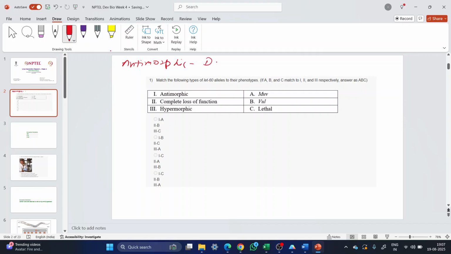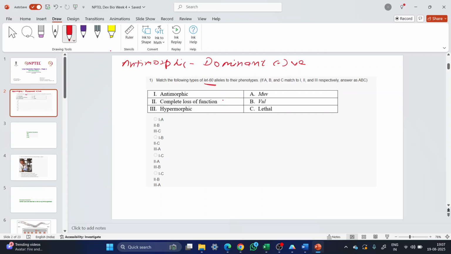It produces a dominant negative phenotype. In this case, as we are talking about lead 60 alleles, this mutant form will lead to a block in the signaling, and therefore there won't be any RAS pathway present. Without the RAS pathway, vulva precursor cells will fail to adopt the vulva fate, and therefore the phenotype would be vulvaless. So antimorphic will be vulvaless.